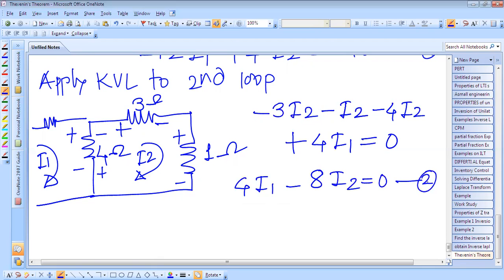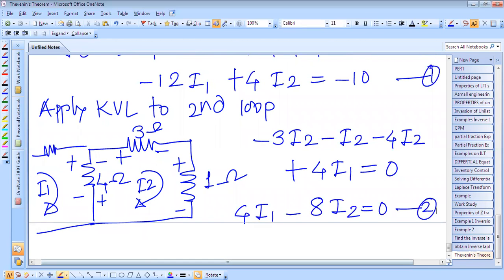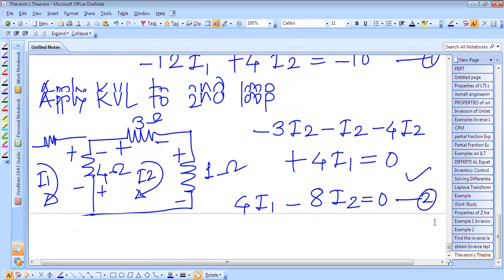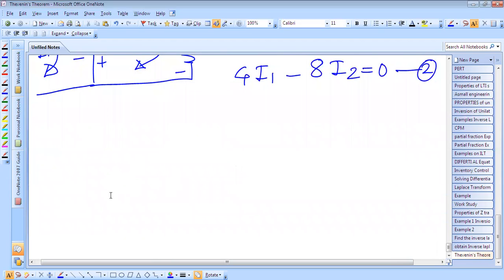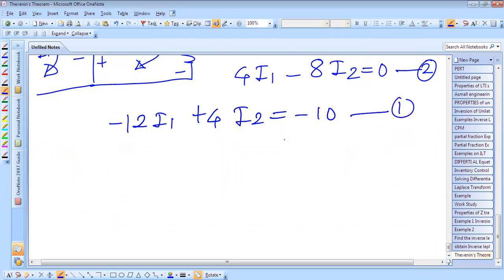Okay, so we have got these two equations, equation number 1 and equation number 2. Now we have to solve these equations, and if we solve them, we'll get the currents I1 and I2. So we'll write this: minus 12I1 plus 4I2 is equal to minus 10. This is equation number 1, and this is 4I1 minus 8I2 is equal to 0.